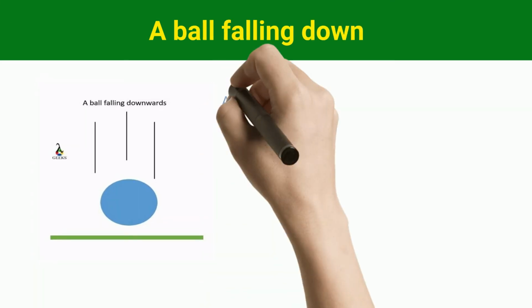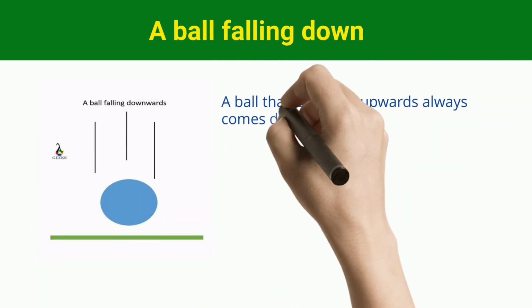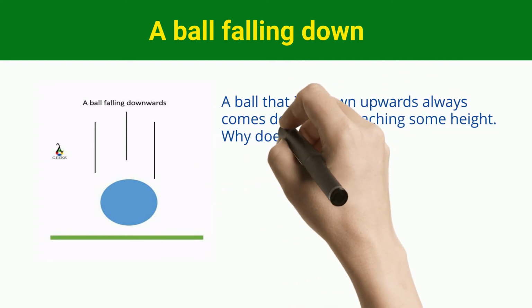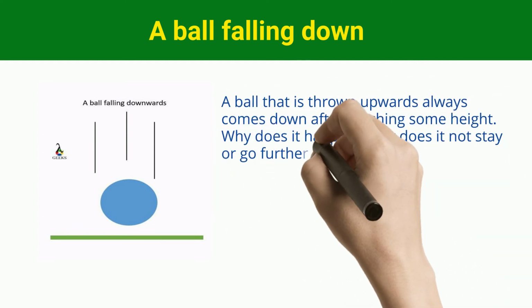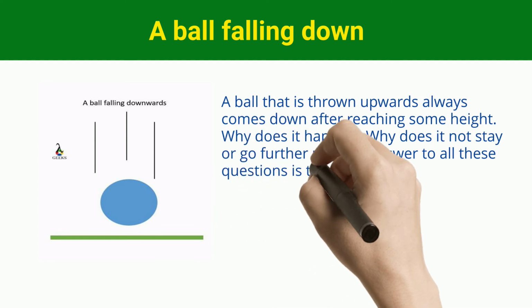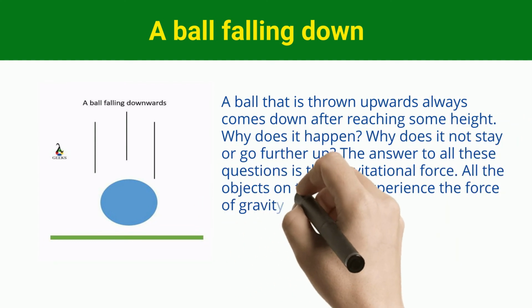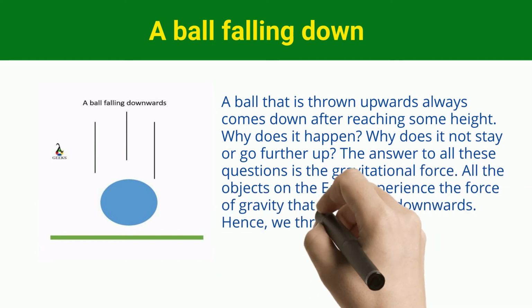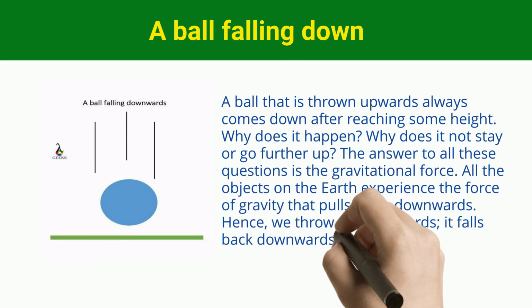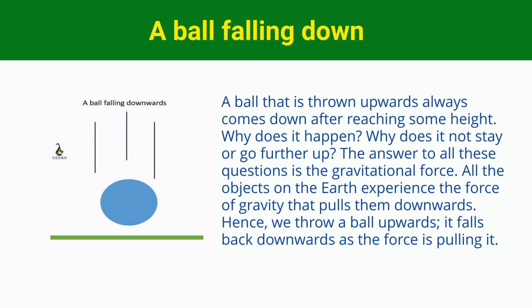A ball falling down. A ball that is thrown upwards always comes down after reaching some height. Why does it happen? Why does it not stay or go further up? The answer to all these questions is the gravitational force. All the objects on the Earth experience the force of gravity that pulls them downwards. Hence, when we throw a ball upwards, it falls back downwards as the force is pulling it.